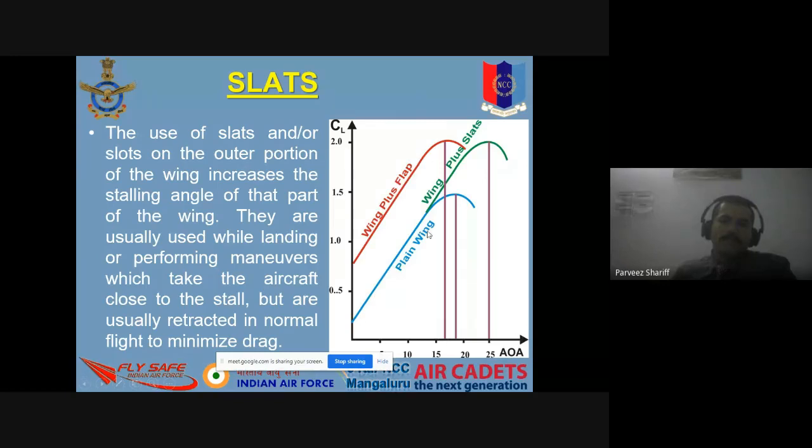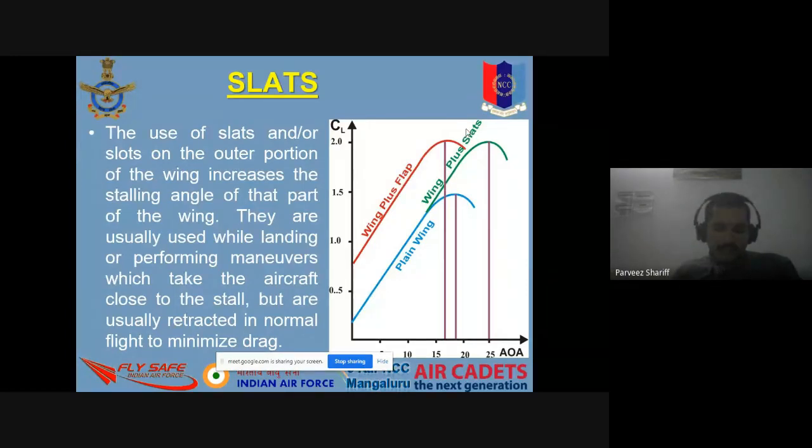And with wing plus flaps, basically flaps will increase the drag. We don't deploy the flaps when we are flying normally. The flaps are deployed only during takeoff and landing, to provide the additional lift. Slats are there to provide the additional lift when you are doing maneuvering. When you are doing maneuvering and you are increasing the angle of attack in the air, then you need an additional surface, and that is slats. And slats are present at the leading edge of the main wing.